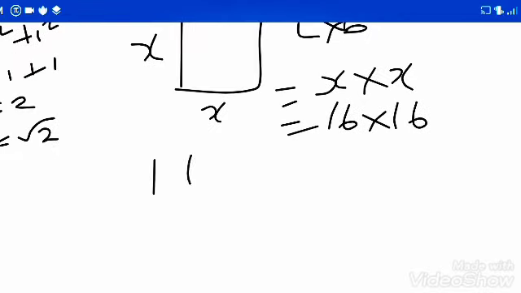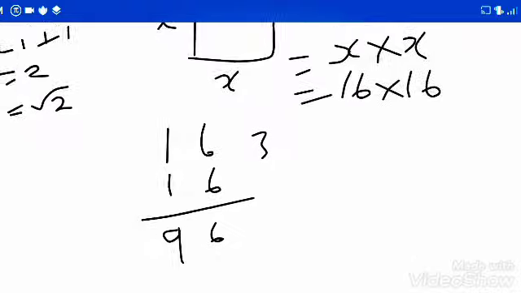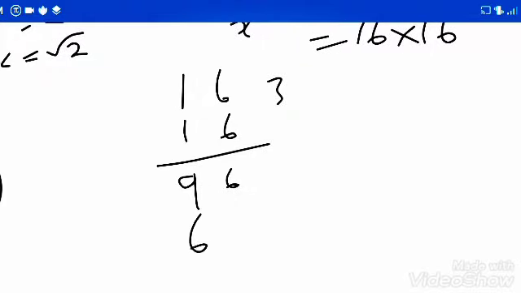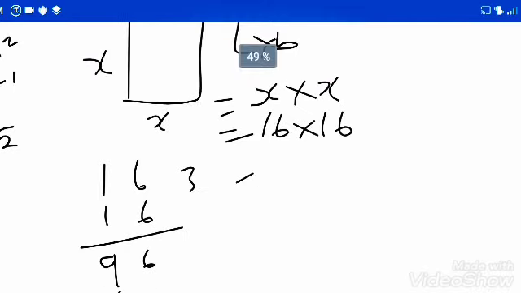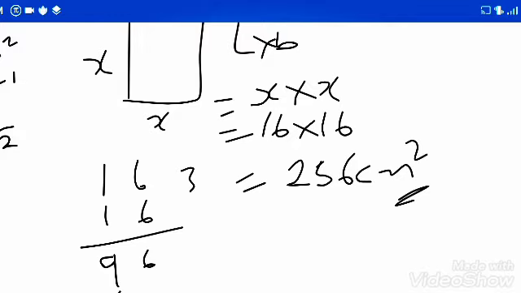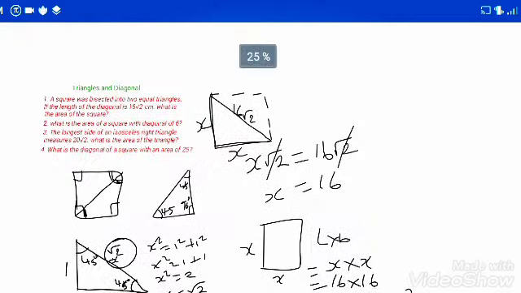We'll quickly do that. 6 times 6 is 36. We'll write 6, we'll keep 3. 6 times 1 is 6 plus 3, that's 9. 1 times 6, that's 6. 1 times 1, that's 1. So we have 6. 9 plus 6, that's 15. So we're going to have 256. Our area becomes 256 cm squared. Okay, that's that for the first question.